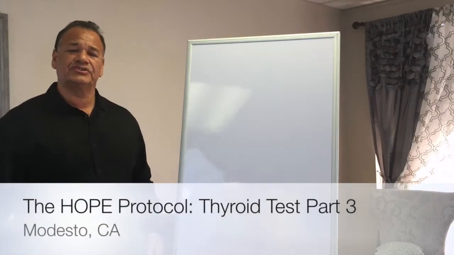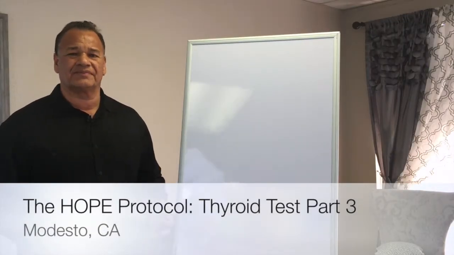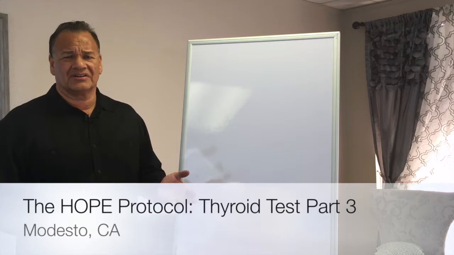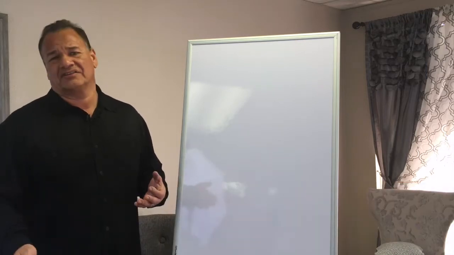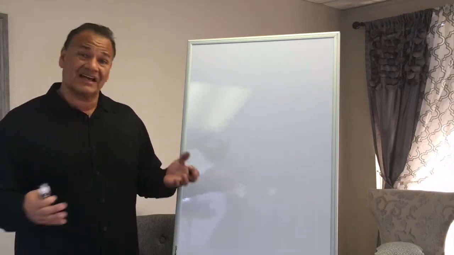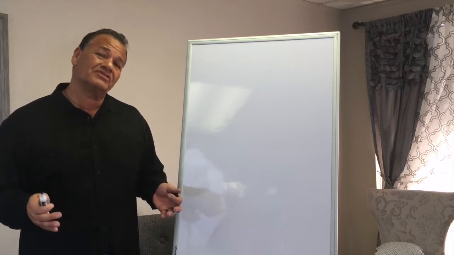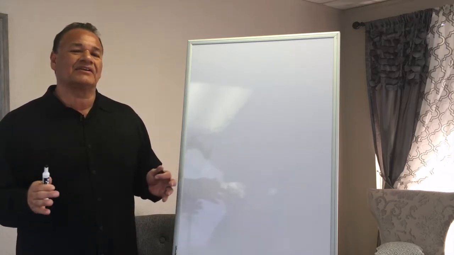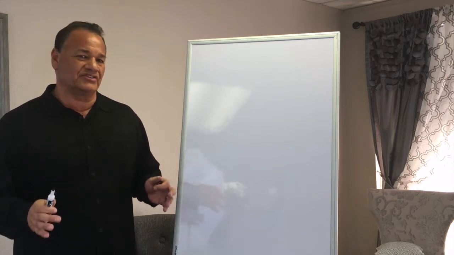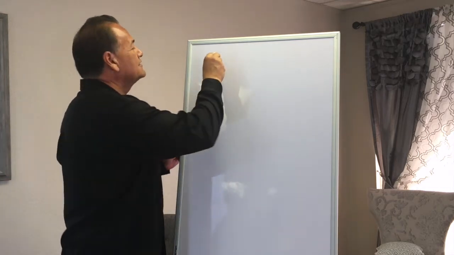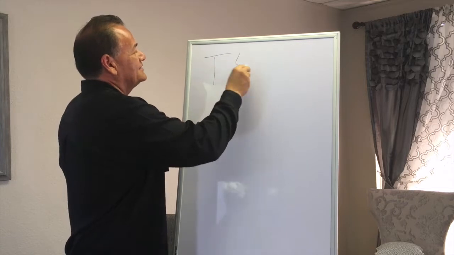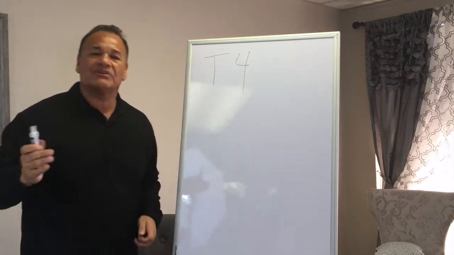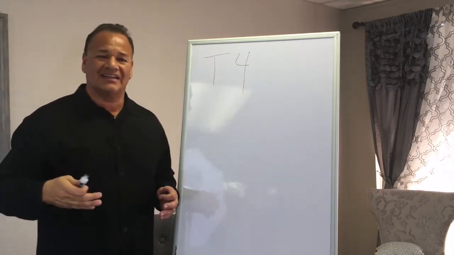Next part is actually two tests, but I combine them together because one doesn't tell you nearly the entire story without the other, and the other doesn't tell you the story without the first one. So it's very important to know that both of these two tests combine together and look more at the ratio between the two. The first is called T4, and T4 is tyrosine, an amino acid with 4 iodides attached to it.